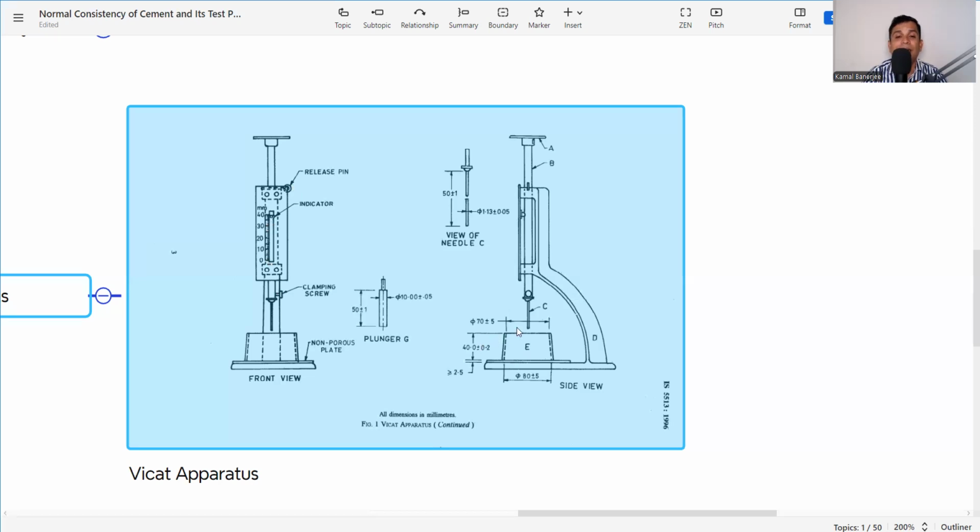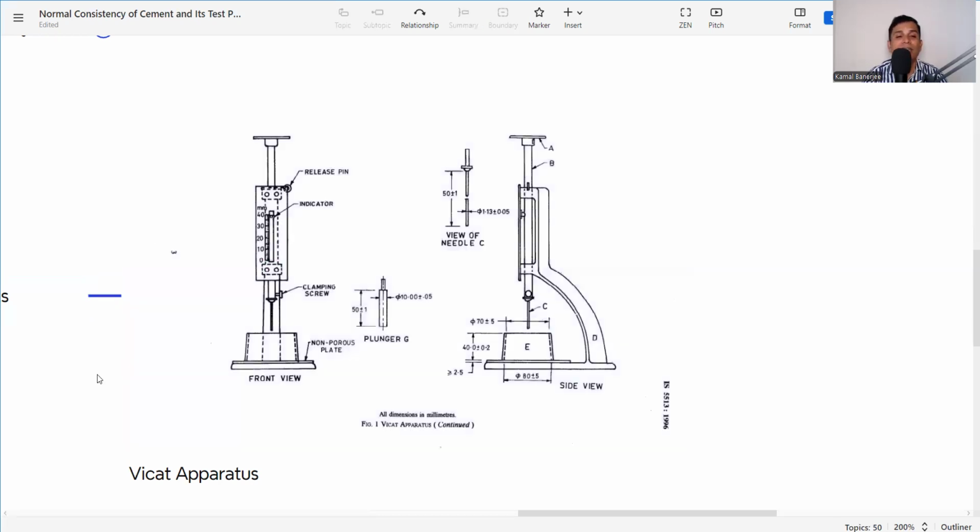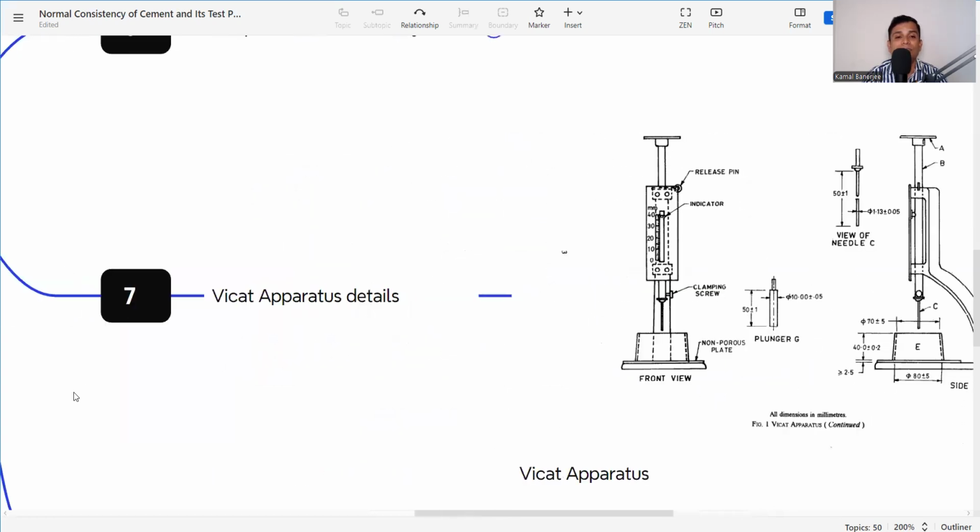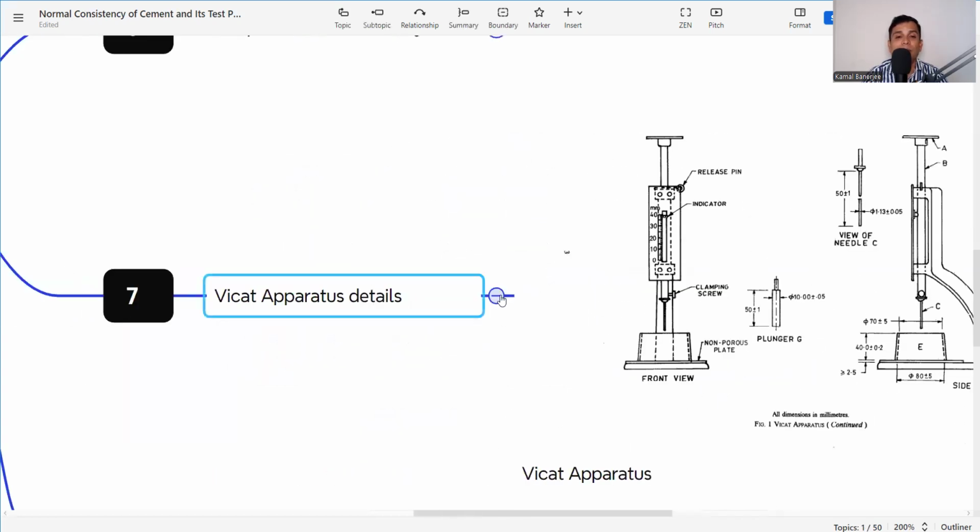And this is the test mold, that is 40 plus minus 2 is the height, and the top diameter is 70 plus minus 5, and the bottom is 80 plus minus 5. There is a non-porous glass or non-porous plate, and above the non-porous plate this mold has to be placed, and then this plunger has to be released, and we need to record the indicator reading in order to get our normal consistency. So these are the things about the Vicat apparatus.